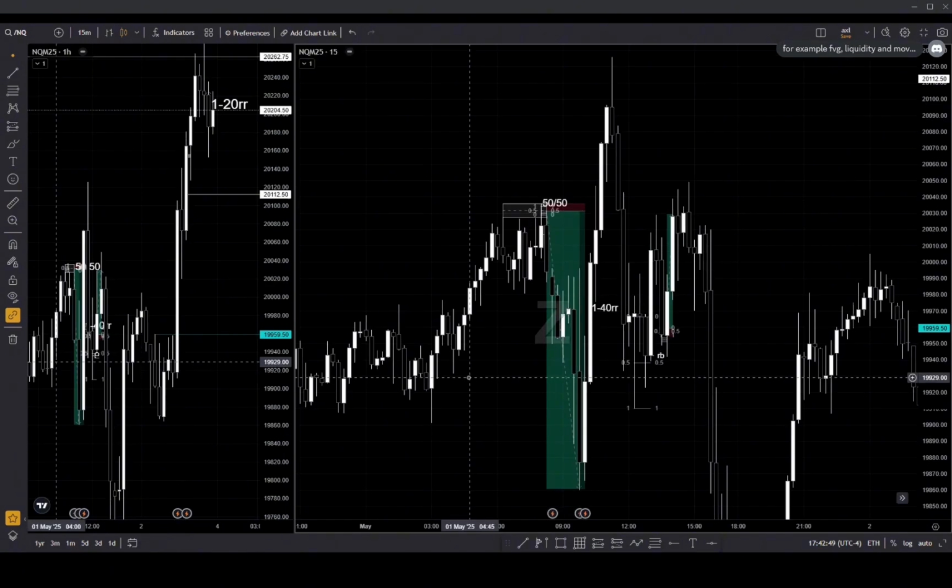Okay. For example, FVG liquidity and movement is hard for me to identify in live. You have to spend time trying to take trades on a practice account, paper trading on your TradingView. Try to take trades.